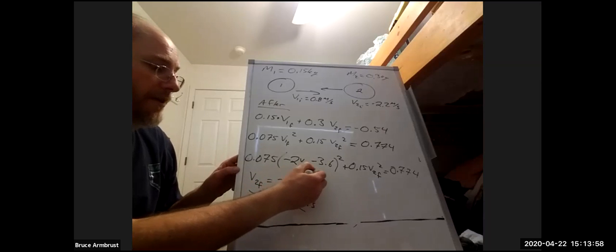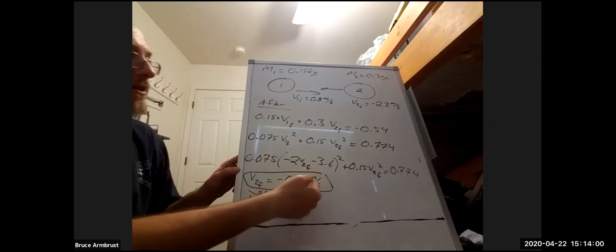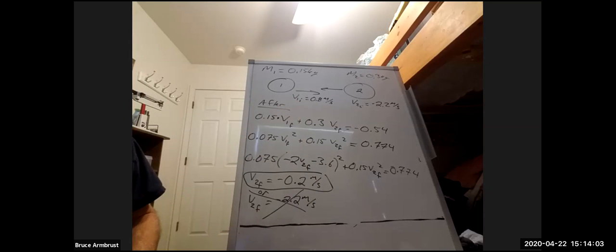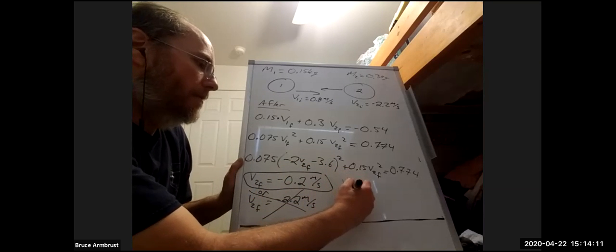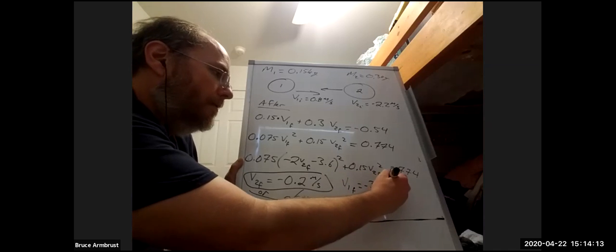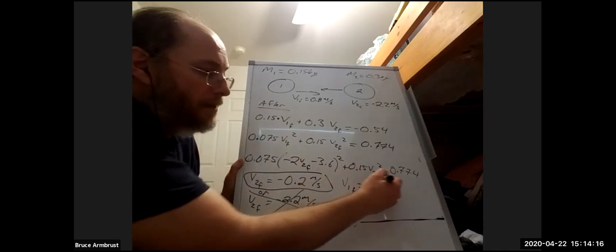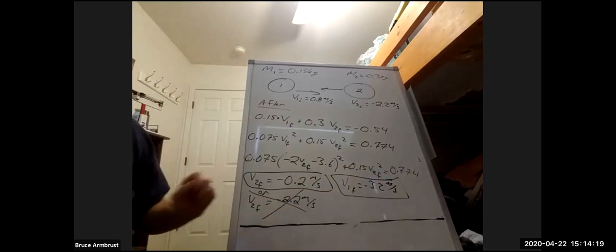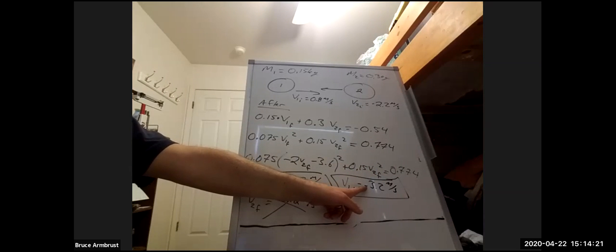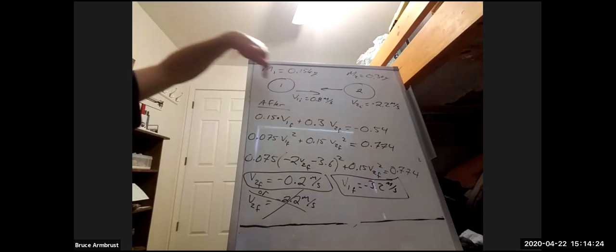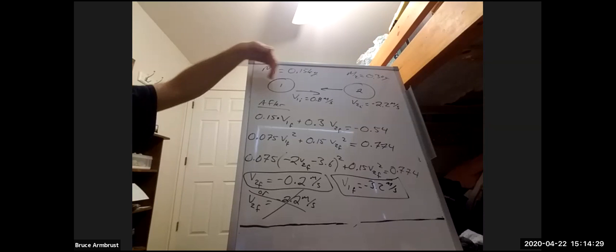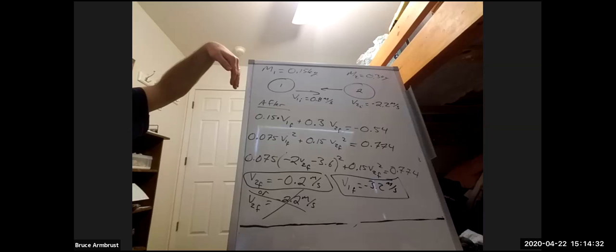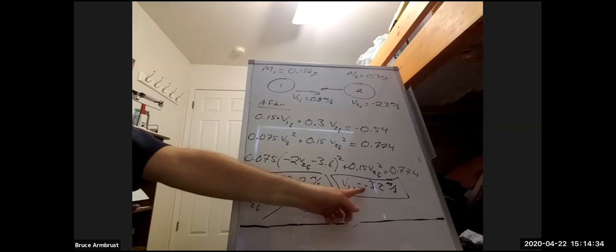All right, well, that gave us our V2 final. So then you can just take that and plug it in, say, to that first equation to get your V1, and end up with V1 final is minus 3.2. So think about what that means. It's negative. So it's moving the opposite direction, which again makes sense. This lighter ball is going to bounce off the bigger ball and come back. And it also got sped up.